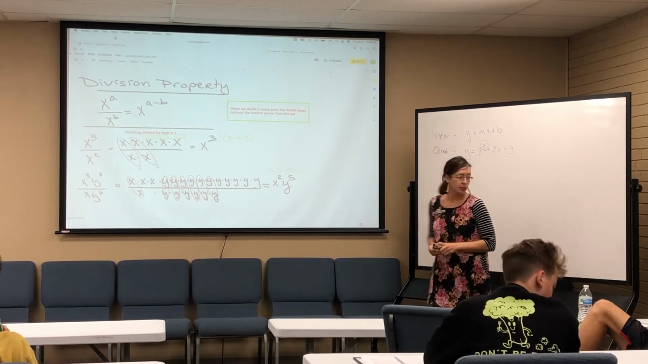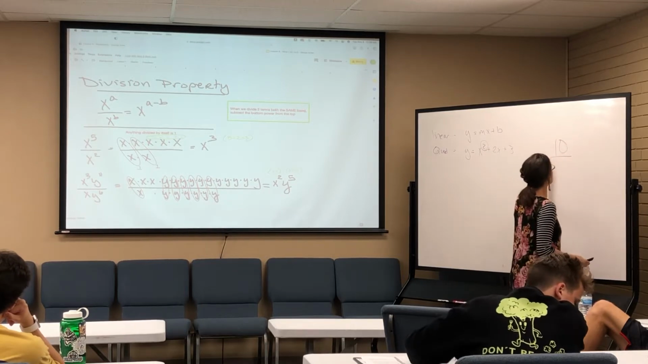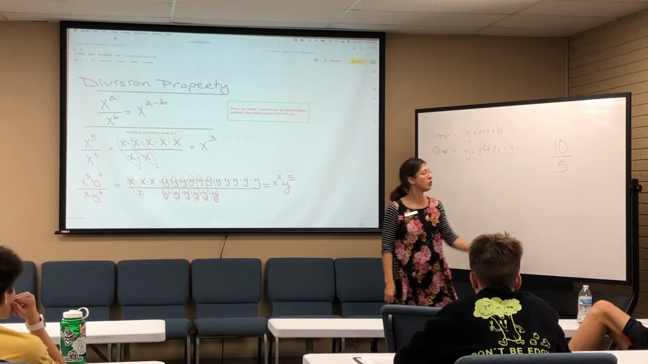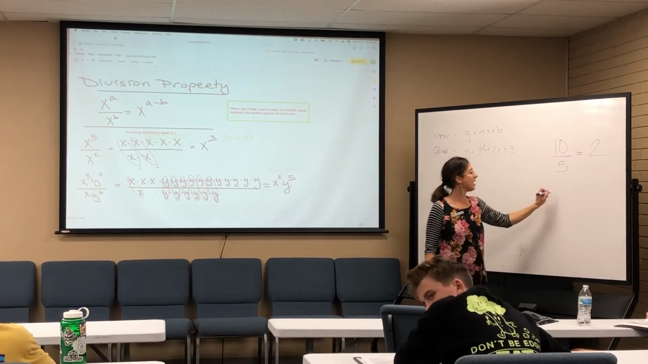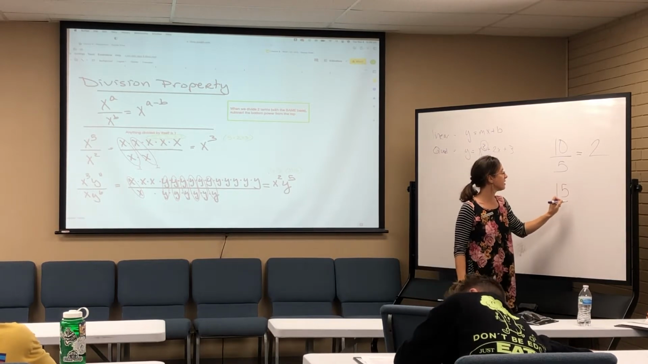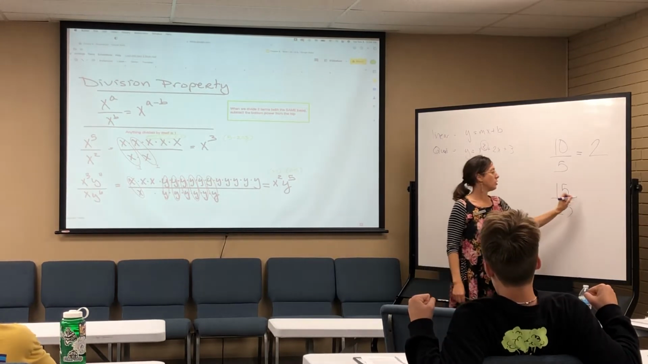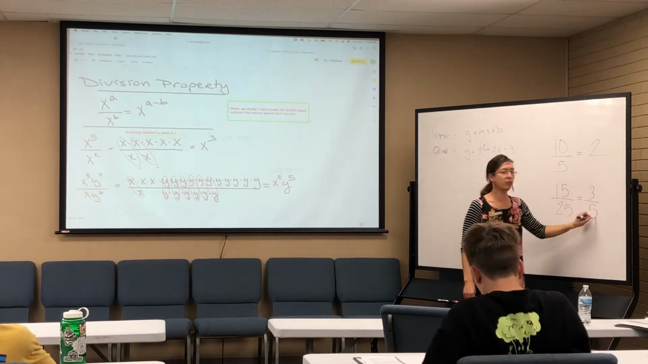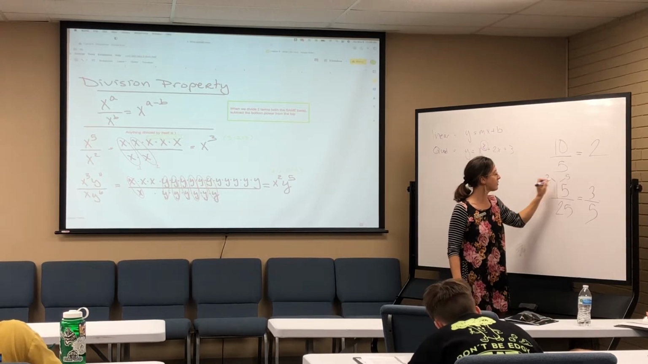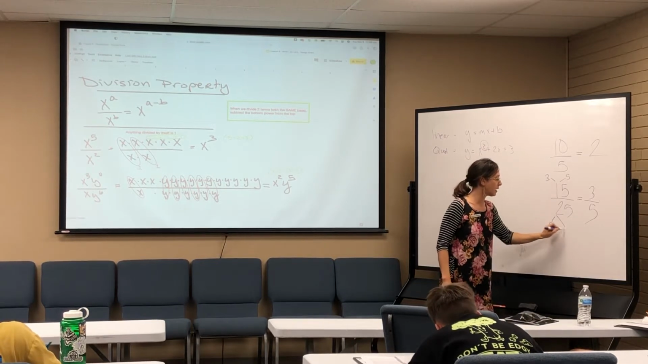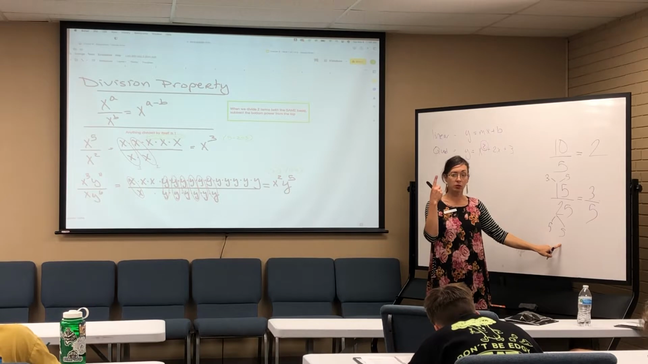Division property. Okay, let's think through division. If I told you 10 over 5, you would tell me 2. And 15 over 25 gives 3/5, because what I really did is I broke up my factors and said 15 is 3 times 5, 25 is 5 times 5. Any number divided by itself is equal to the number 1.